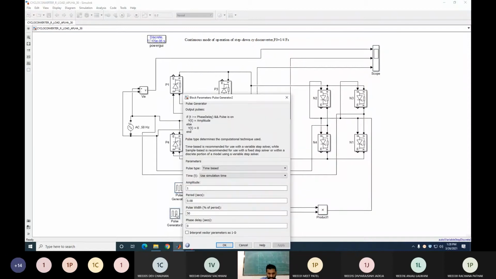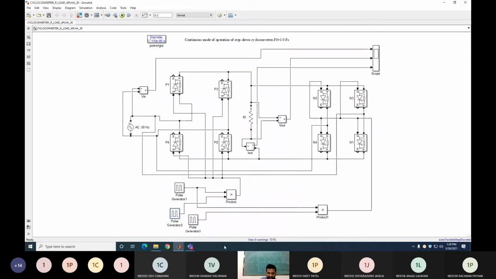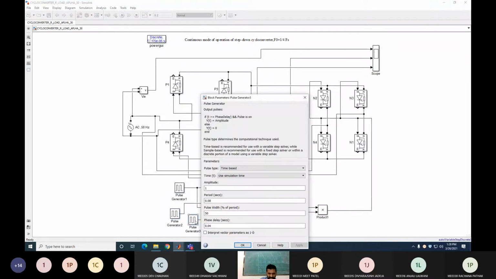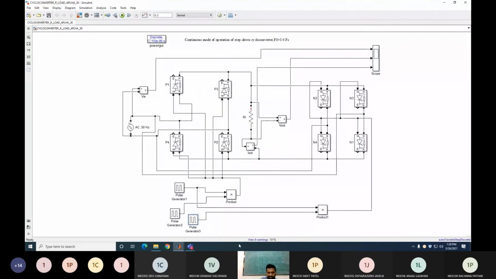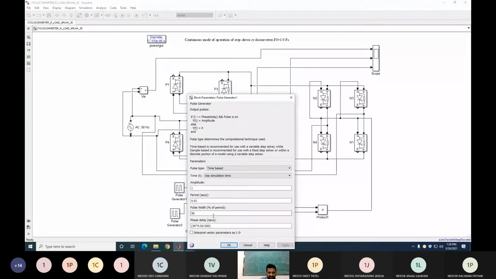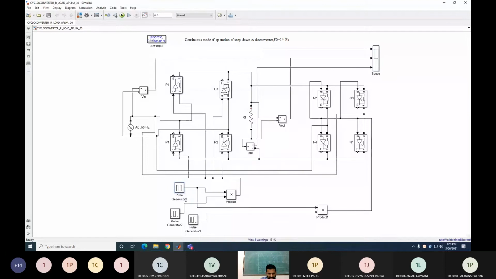In pulse generator number 2, it remains as it is, as we have seen for the alpha 0. And pulse generator number 3 also remains as it is. Just to change the pulse generator 1, phase delay 30 degree. Clear? So when this pulse generator 1 output is multiplied with the pulse generator 2, it generates the gate pulse after 30 degree. Clear? All other simulation values remain as it is, as we saw in the previous simulation.